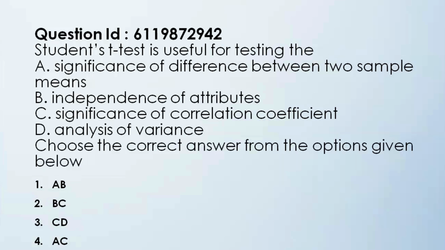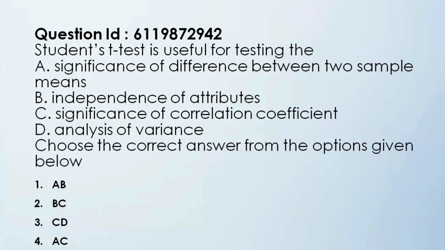Student's t-test is useful for testing what? A: significance of difference between 2 sample means, B: independence of attributes, C: significance of correlation coefficient, D: analysis of variance. Choose the correct answer from the options given below. So is it A, B; B, C; C, D; or A, C? Okay, so you have to know the practical application of Student's t-test here.